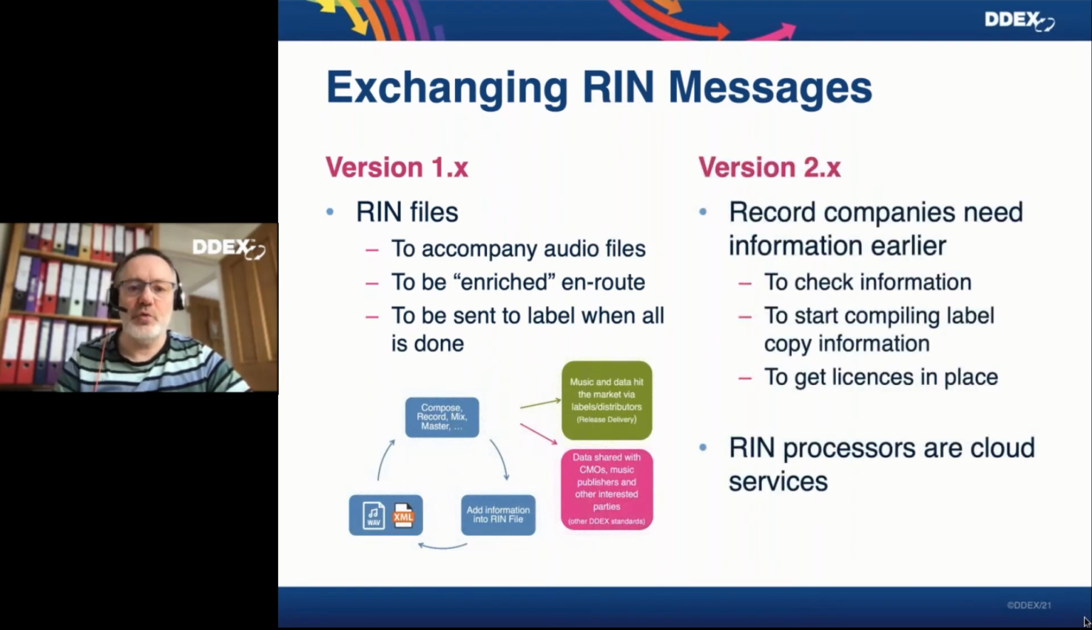In version 2, while we're discussing where RIN should go to, we realized that record companies actually need the information much earlier. If they get it only once everything is done, it's basically too late to check all the information, to start compiling label copy information, and to potentially get licenses in place to actually meet any kind of reasonable timetable for publication of the music.